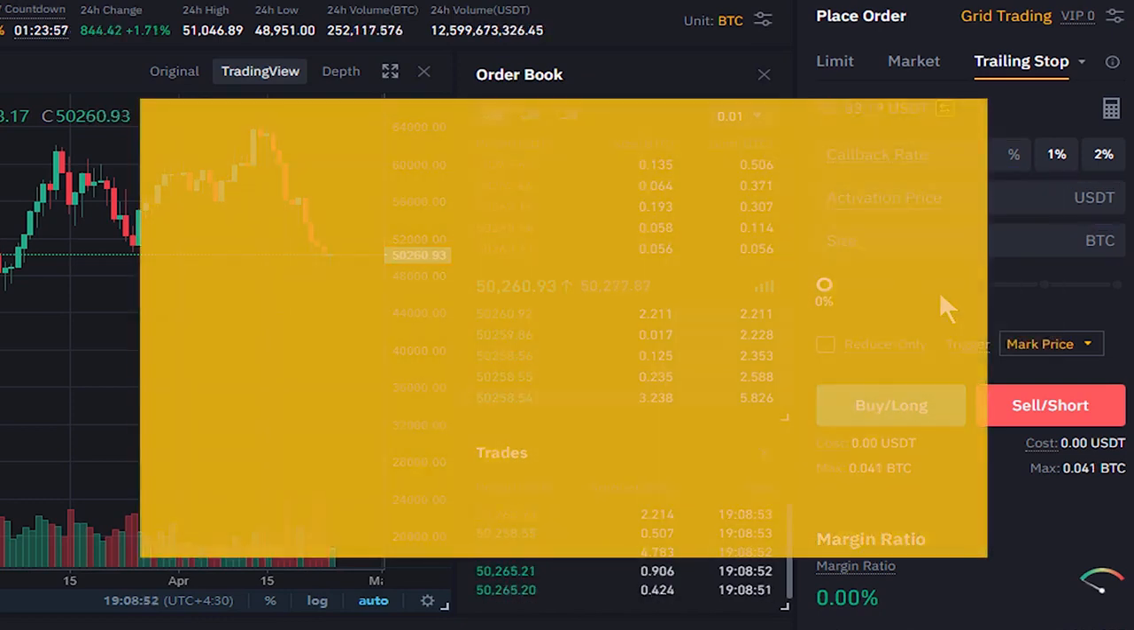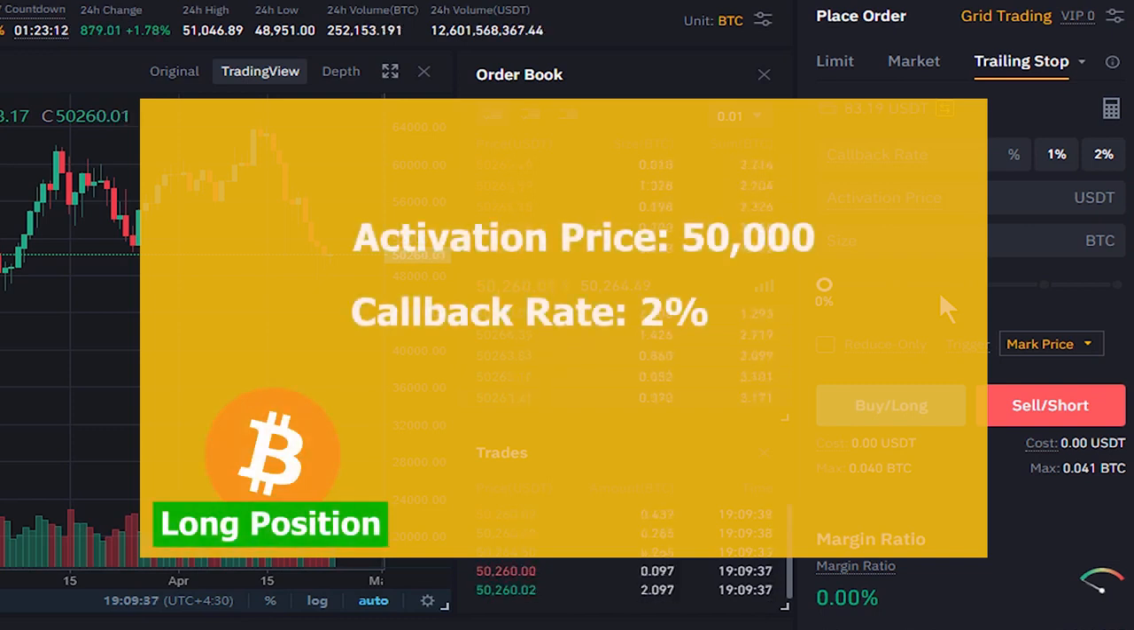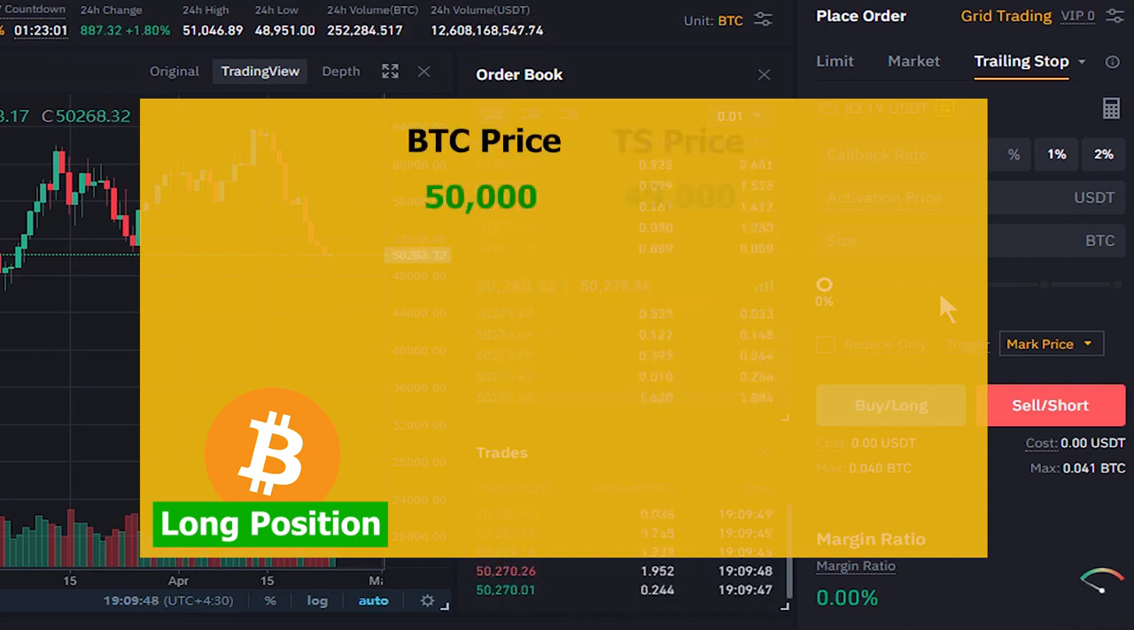Let me explain this with an example. Consider you have a long position on Bitcoin and you want to set a trailing stop order at 50,000 and, for example, a callback rate of 2%. So when the price reaches 50,000, a trailing stop will be set at 49,000. If the price moves higher, the trailing stop also moves up by keeping the distance 2%.